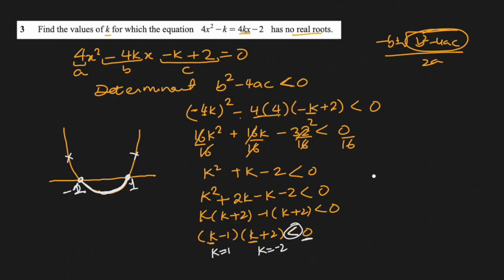Okay, so our answer will be minus 2 is less than k, less than 1. No equal sign here. That means minus 2 and 1 are not part of the answer. Only the numbers between these numbers will be the answer. K is between minus 2 and 1 for it to have no real roots.